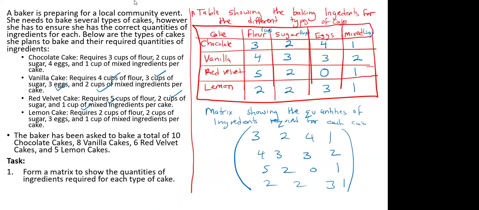Anis, are you getting it or no? I'm getting it. Because horizontally, when you do like this, it represents chocolate, vanilla, red velvet, and lemon. Yet we wanted the quantity of flour, sugar, eggs, and mixed. Hope you have got it.